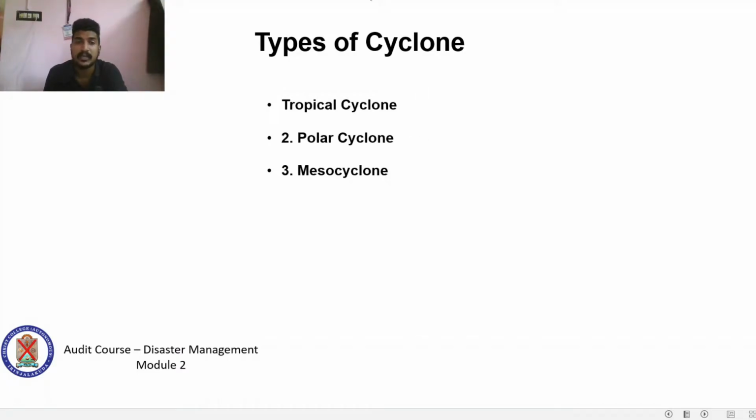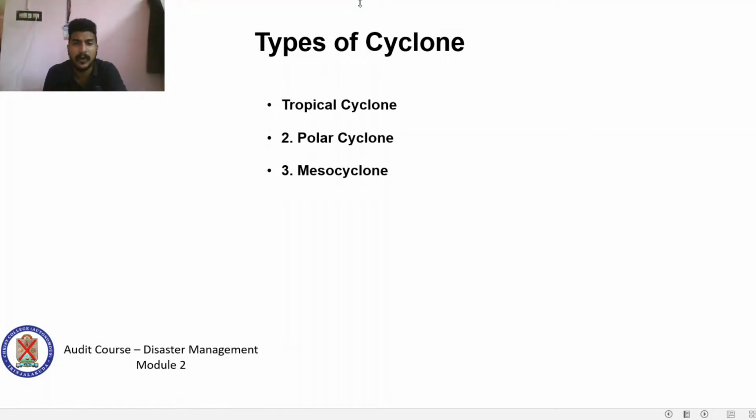The first one is the tropical cyclone. It occurs over the tropical ocean region, and it is of two types: the hurricanes and the typhoons. Hurricanes are found in the Atlantic and the northeastern Pacific, whereas typhoons are found in the northwest Pacific. On the basis of the intensity of the wind speed, the cyclone is classified into five categories, ranging from 1 to 5, and category 5 has a wind speed of 155 miles per hour or above.